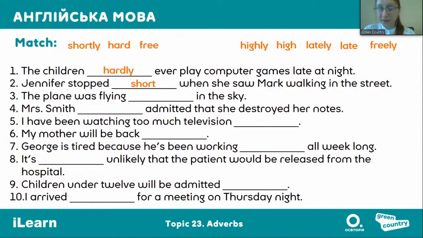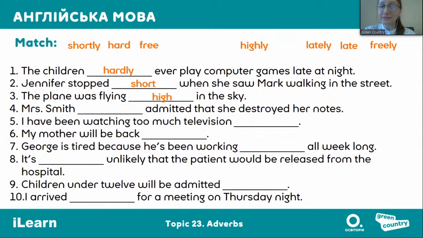Let's go to number 3. The plane was flying gap in the sky. Highly or high? In number 3, should we put highly or high? What do you think? High. Да, ми з вами знаємо різницю між high і highly. Да, і знаємо, що і то є прислівником. Okay, let's go to number 4.